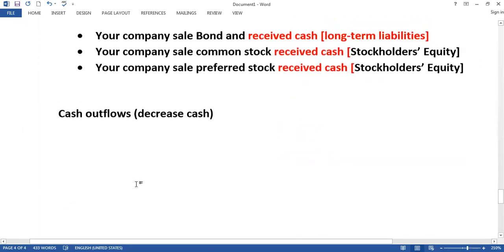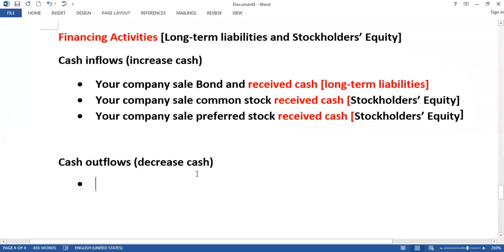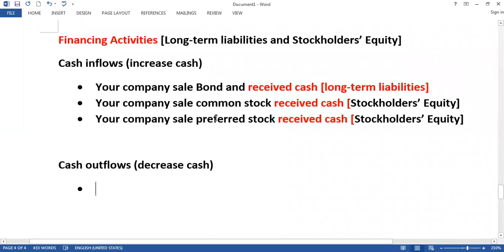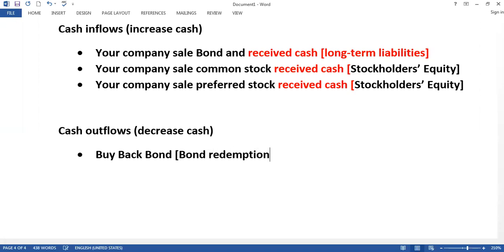Now, what is cash outflow? You remember that when your company sell bond, we receive cash, but we have another terminology called buyback bond. Can you remember this? Buyback bond means bond redemption. Can you remember this terminology?